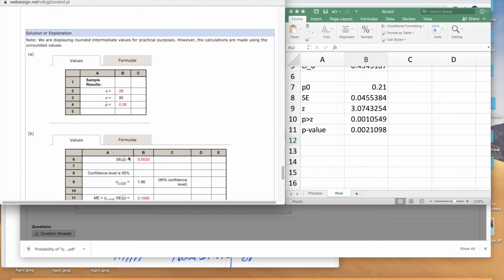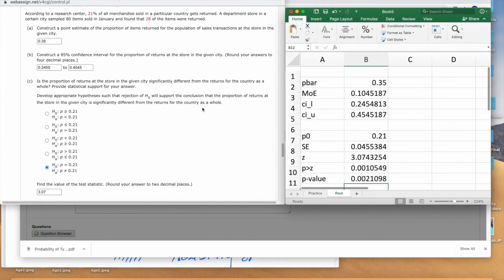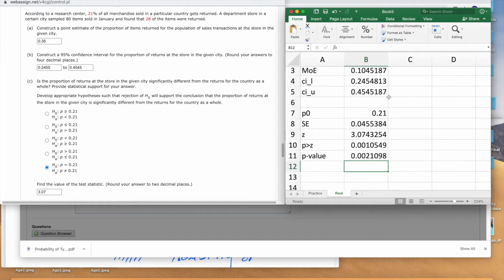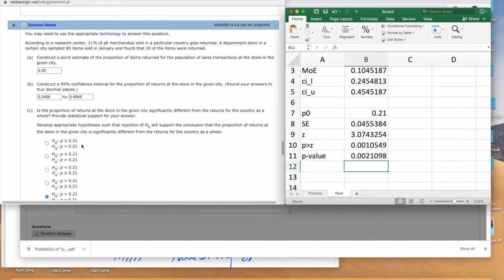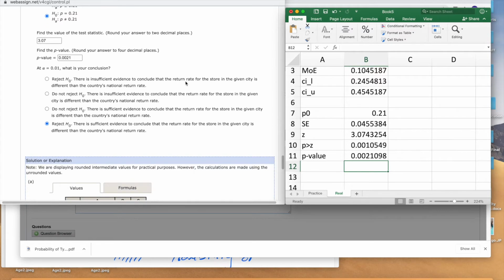Now note, because this is something that comes up on the exams, we are displaying rounded intermediate values for practical purposes. However, the calculations are made using the unrounded values. That's what we did over here. And that's what I expect from you on the test. I never rounded until I put the answer into the box, right? And even after that, when my new answer depended on old answers, I still never rounded. I only rounded at the point when I typed the number in the box. That's what you should do on the homework, and that is what you should do on the exams. So let me know if you have any questions about that.